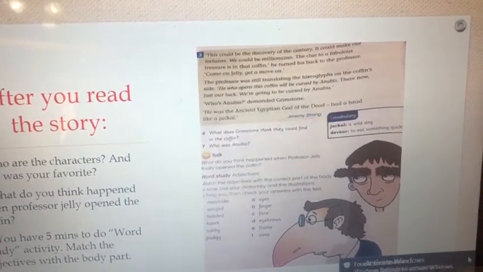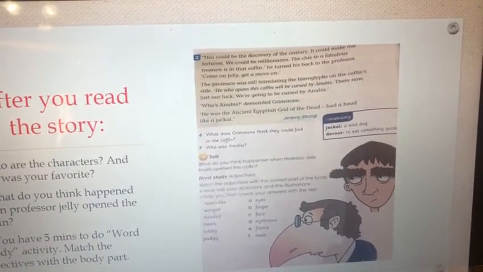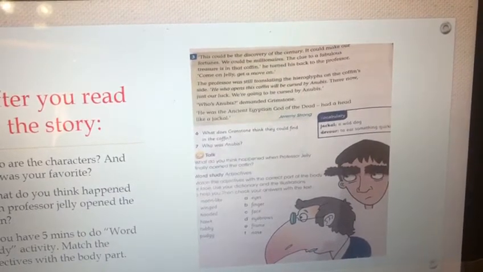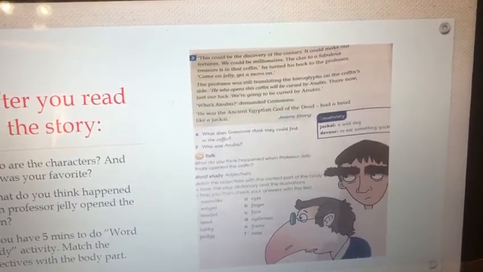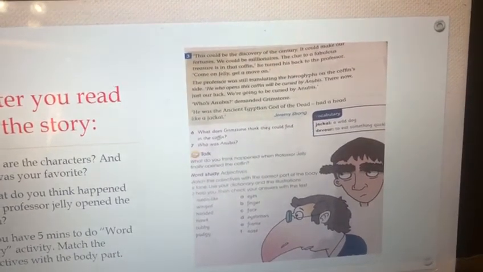This could be the discovery of the century. It could make our fortunes. We could be millionaires. The clue to a fabulous treasure is in that coffin. He turned his back to the professor. Come on, Julie, get a move on.